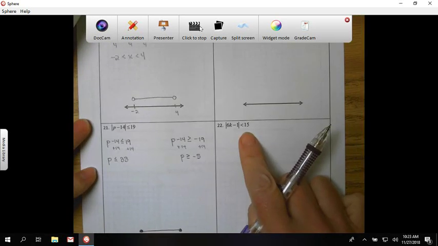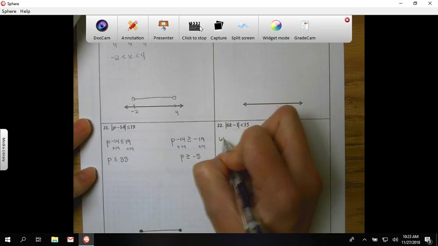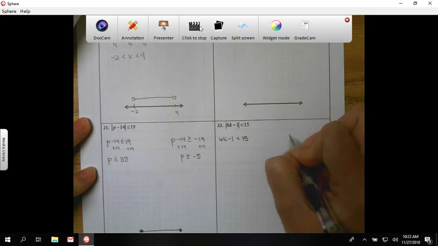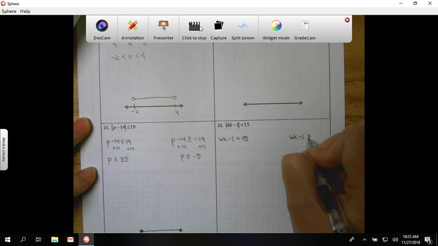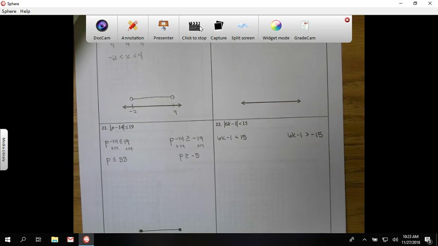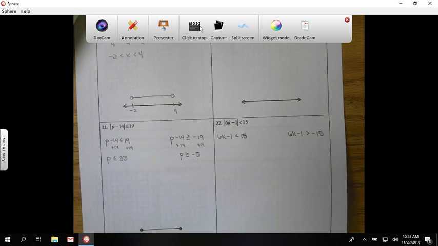22 is going to be the same way. I will set up the equation, I'm just not going to solve it. So for the positive, I leave it exactly the same, no inequality symbol changes, but when I make that the negative 15, I'm going to go ahead and reverse that inequality sign. Still solve it the exact same way.